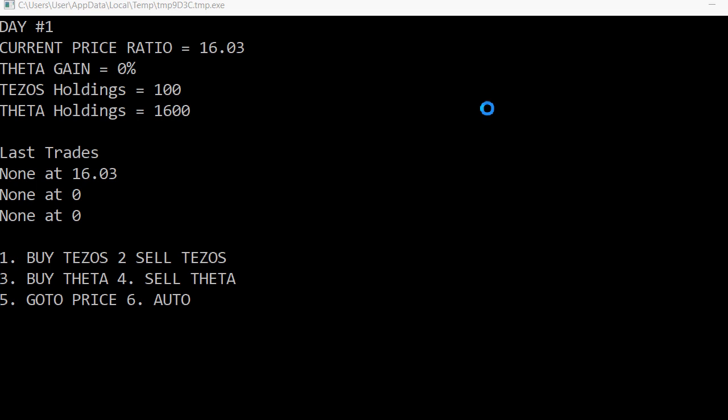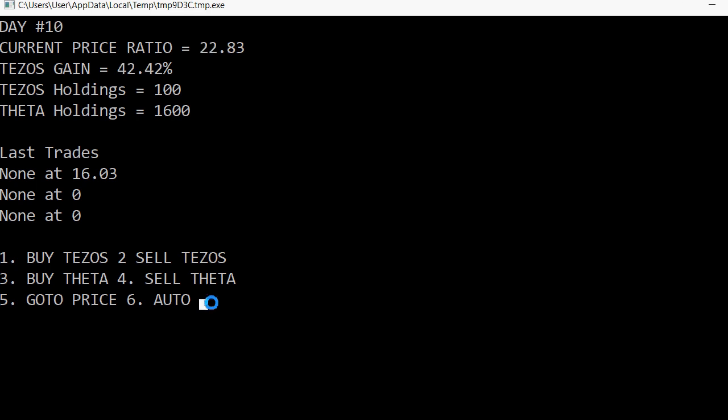So as I got this set up, one buy Tezos, two sell Tezos, and then you buy and sell for the other. Go to a specific price, highest and lowest, will take it to the next one, and 6, which is auto. And that's why I got set up to do a 30% move.